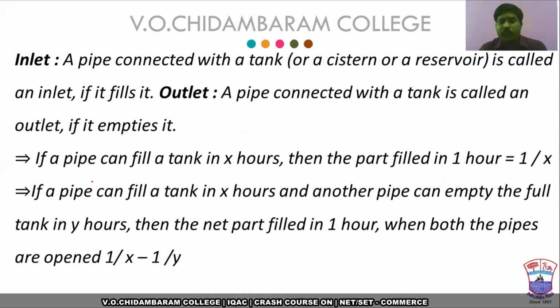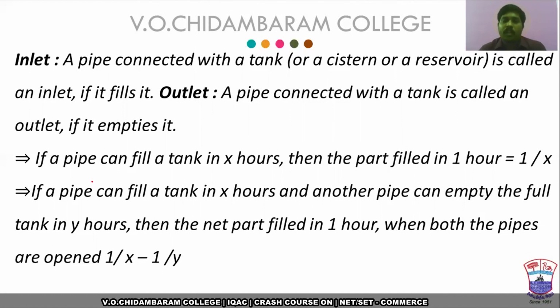Normally, the same work done idea is used in the pipes and cistern problems. In pipes and cistern, if a tank is filled with a pipe, then its work done is 1 by x. If the tank is emptied by a pipe, then it is known as an outlet, and its work done is minus 1 by x. So if the pipe is an inlet, then the work done is 1 by x positive, and if the pipe is an outlet, that is it will empty the tank, then its work done will be minus 1 by x.